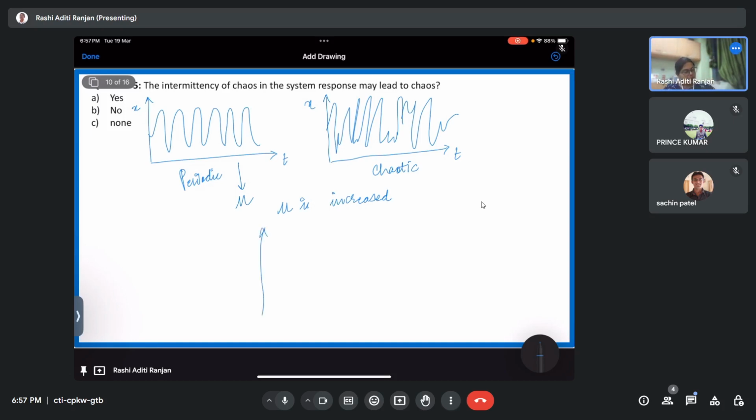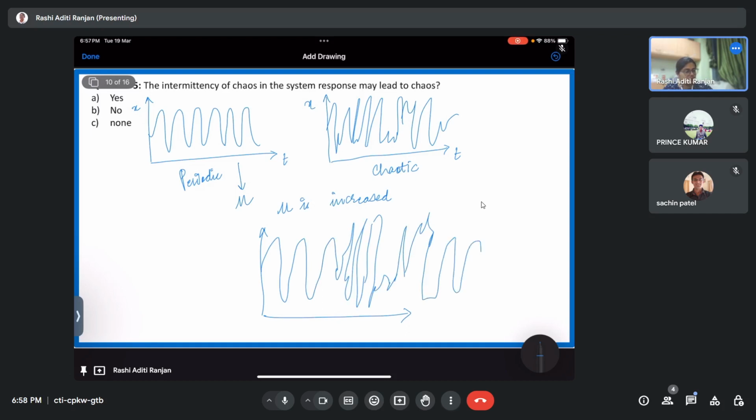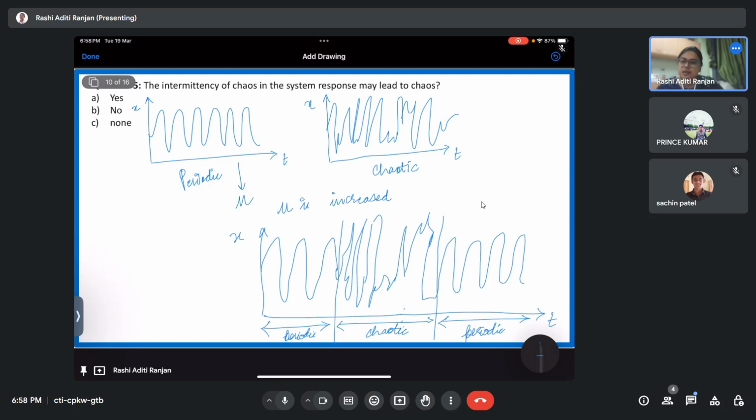So how can the behavior be then? My response is periodic. Now it has gone into chaos. And after some time, it again becomes periodic. So what do I see? With the increment of time, my system was initially periodic, then chaotic, then periodic. With the increment of time, it had a sudden burst of chaos, and it then again became periodic. This kind of behavior is known as intermittent chaos.